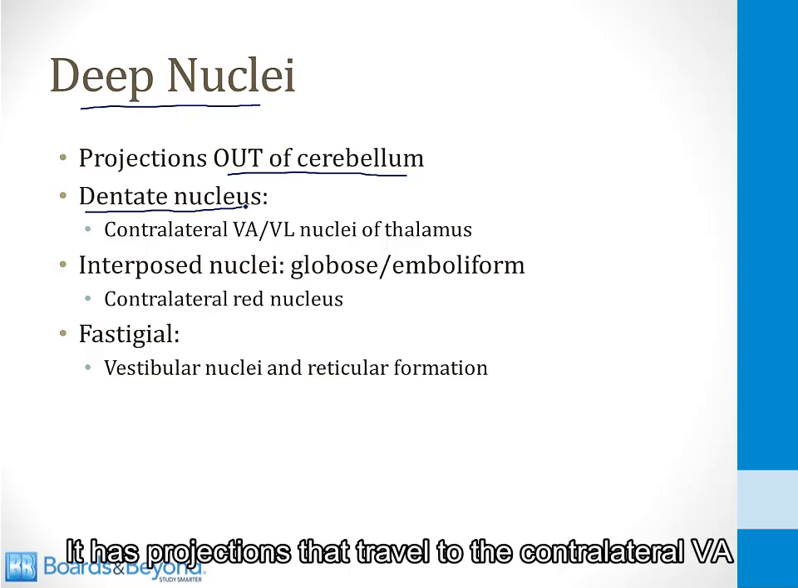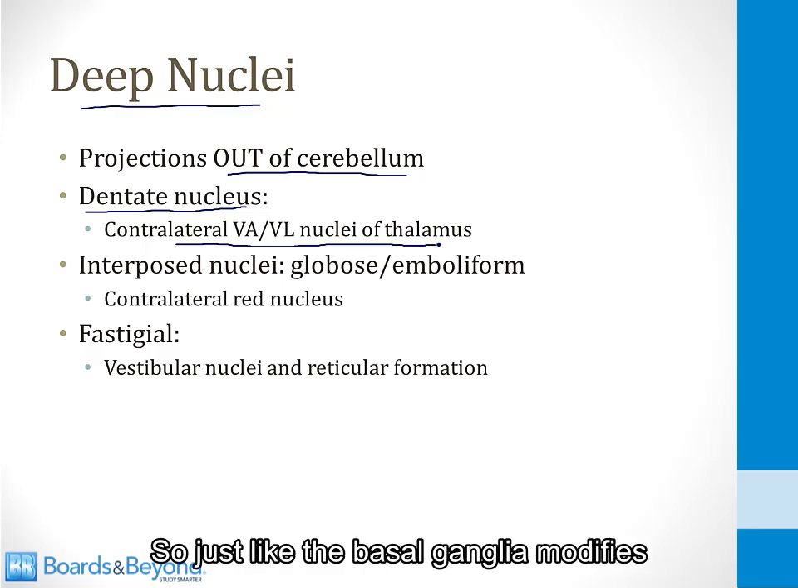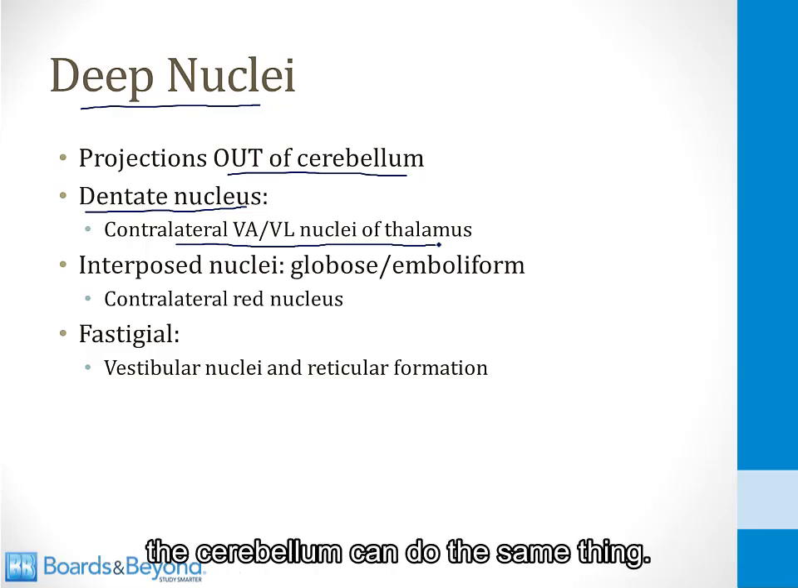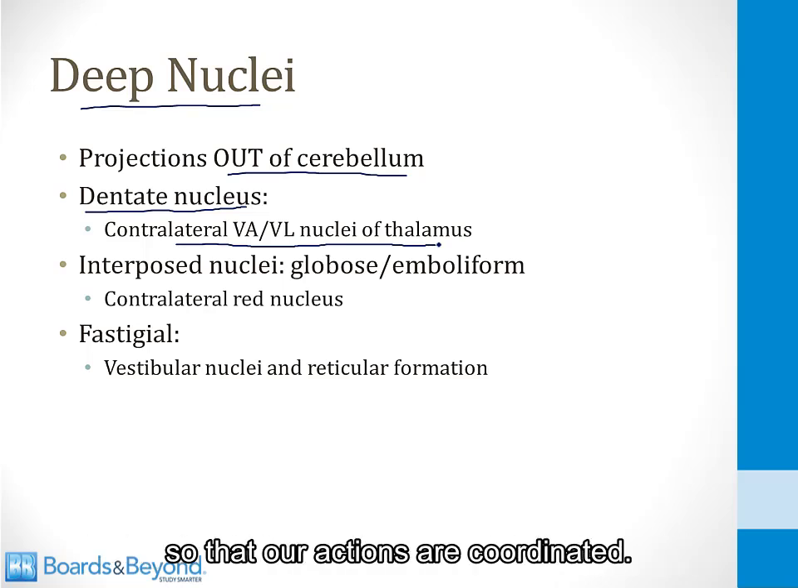It has projections that travel to the contralateral VA and VL nuclei of the thalamus. And this is the same part of the thalamus that the basal ganglia influences. So just like the basal ganglia modifies thalamic inputs to the cortex to modify motor movements, the cerebellum can do the same thing. Using the thalamus, it can modify motor activity so that our actions are coordinated.